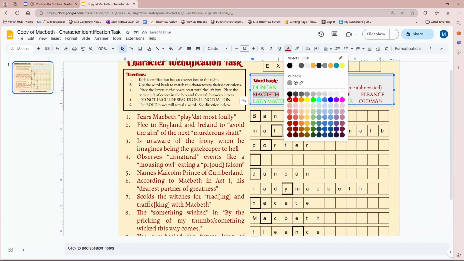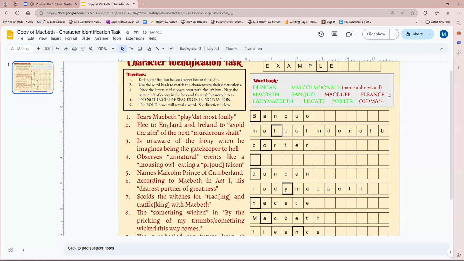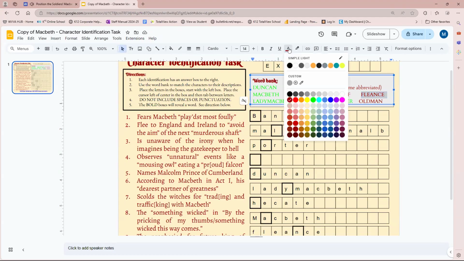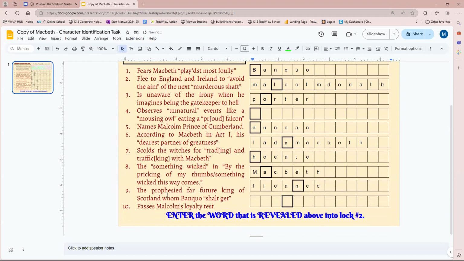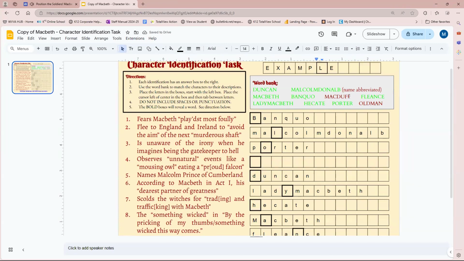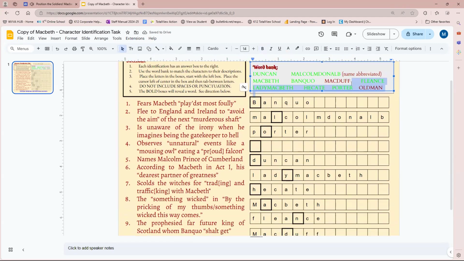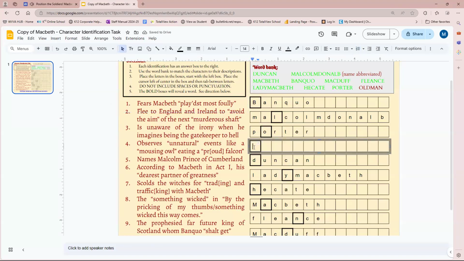So I need to change that one I used. That one I used, so I'm down to two. Passes Malcolm's loyalty test. That was Macduff. Malcolm had to make sure that Macduff was not sent by Macbeth. So we go back up to this one. The only one left was correct, the old man.